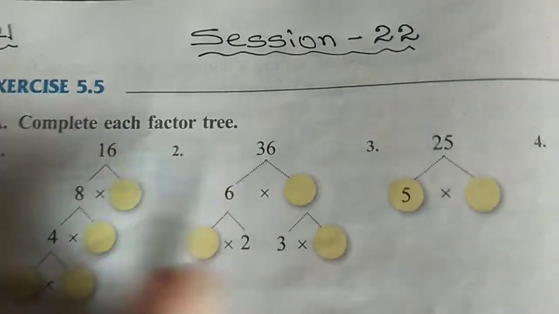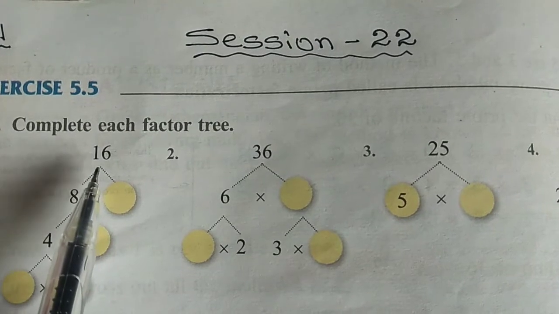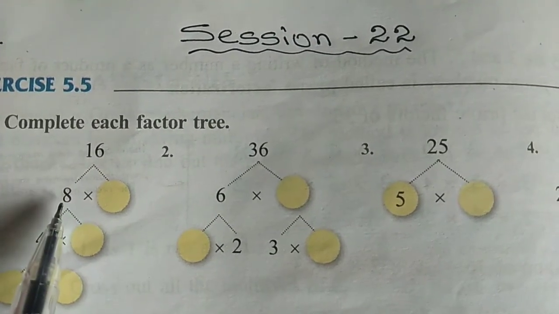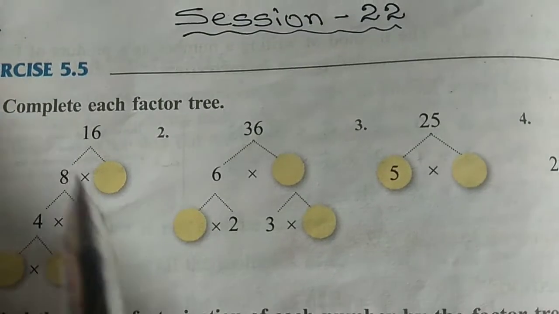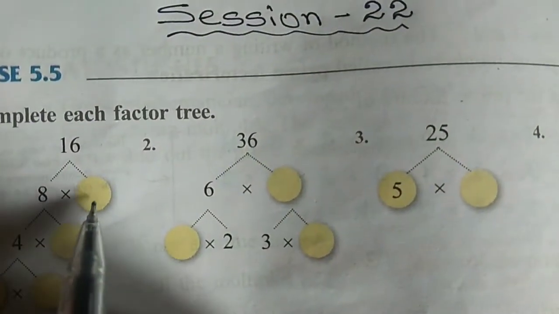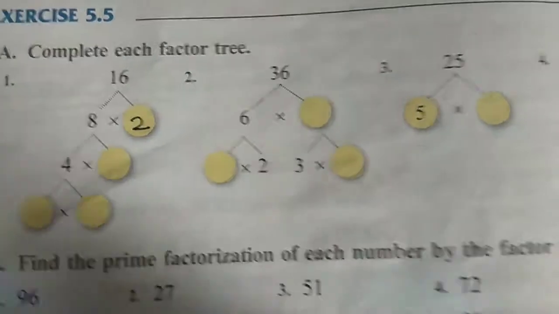Complete each factor tree. First, they have given 16. So 16 goes in what table, children? See here they have given 8. If you say the 8 table, what will come? 8 2s are 16, isn't it children?